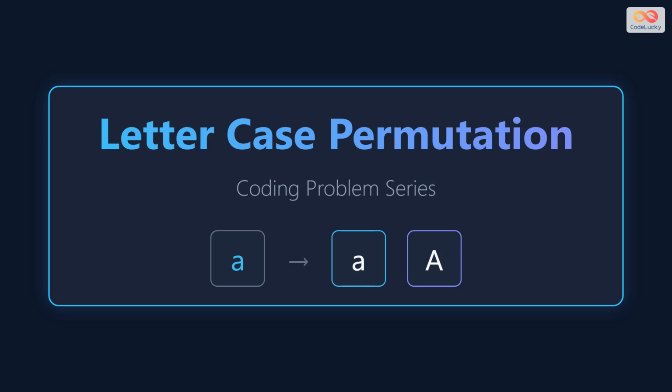Welcome back. Today we are tackling the letter case permutation problem. This is a classic question, often found in coding interviews, that tests your understanding of recursion, backtracking, and state space trees. It is a fantastic exercise for building intuition on how to explore multiple possibilities systematically.